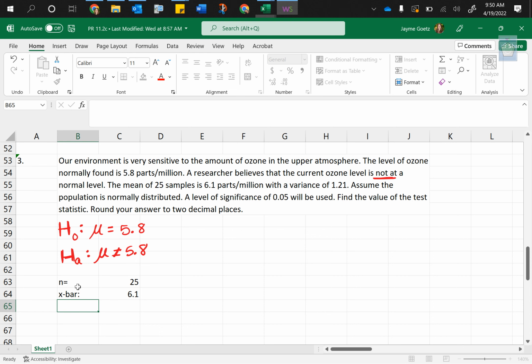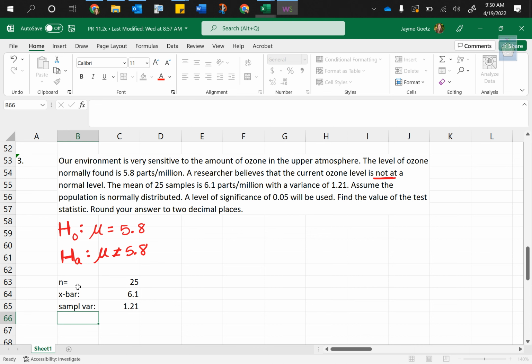No. So what is 1.21? Tell me. The sample variance. That is the sample variance because it is in the same sentence. It says the mean of 25 samples is 6.1 with a variance of 1.21. It's talking about the sample.